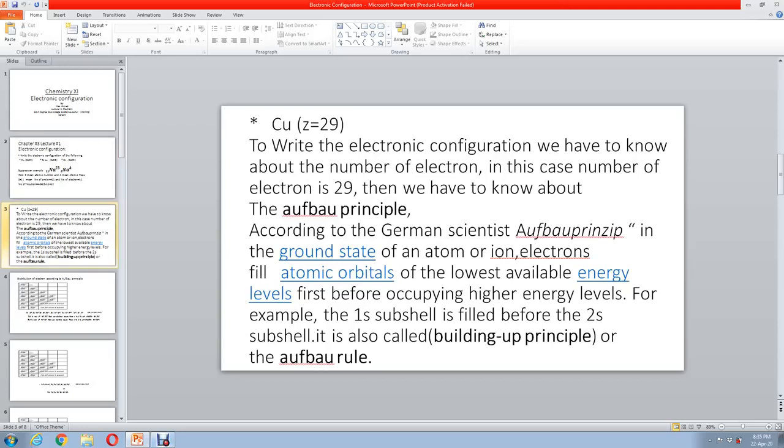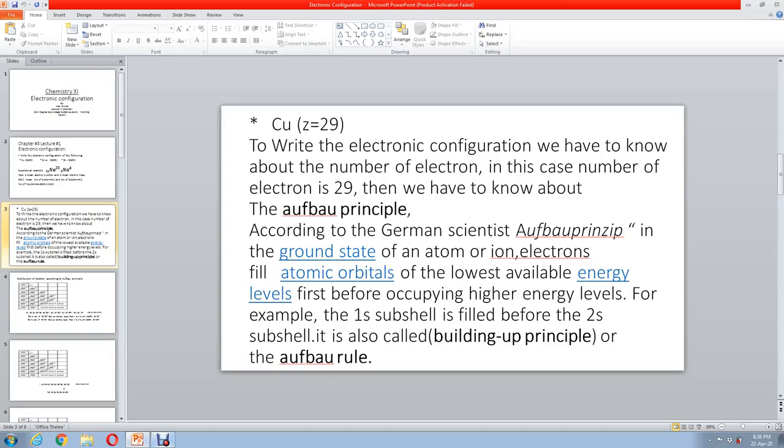Now we are going to write the electronic configuration of copper, Z is equal to 29. To write the electronic configuration, we have to know the number of electrons. In this case, the number of electrons is 29. Then we have to know about the Aufbau principle, because electronic configuration is written with the help of the Aufbau principle.